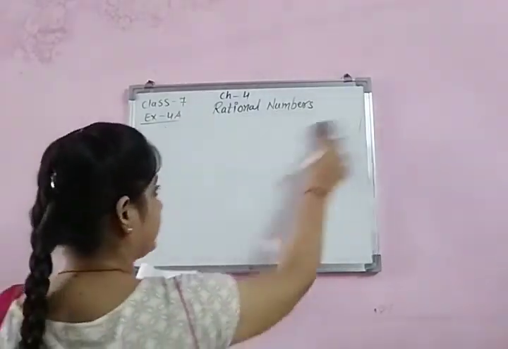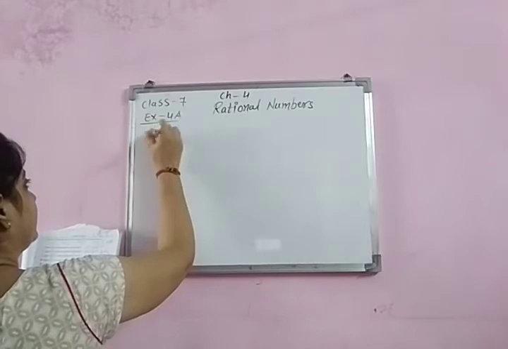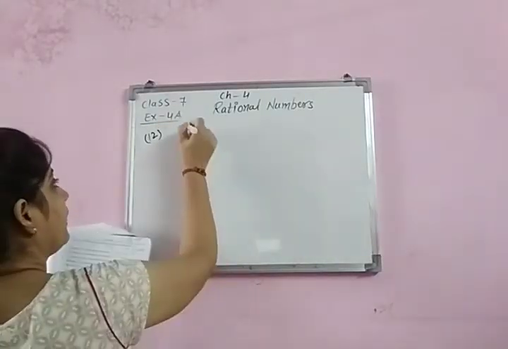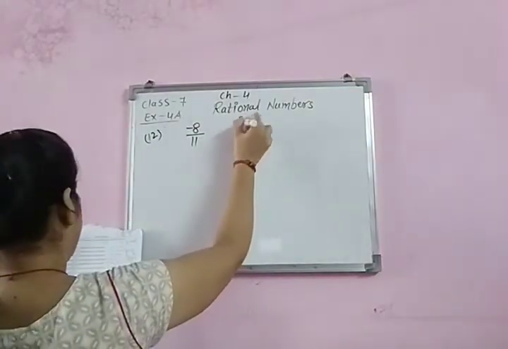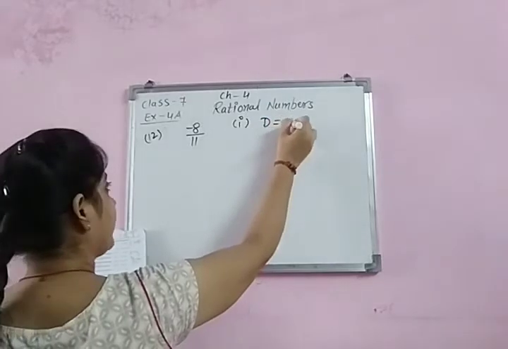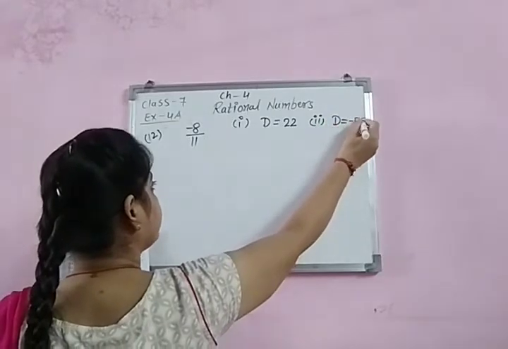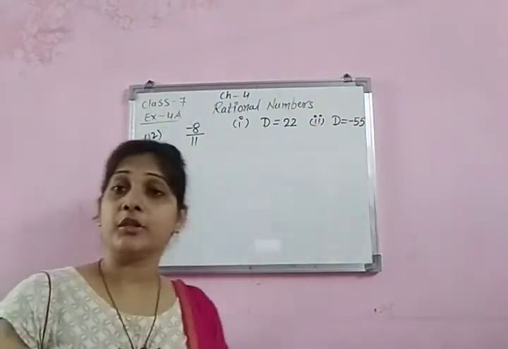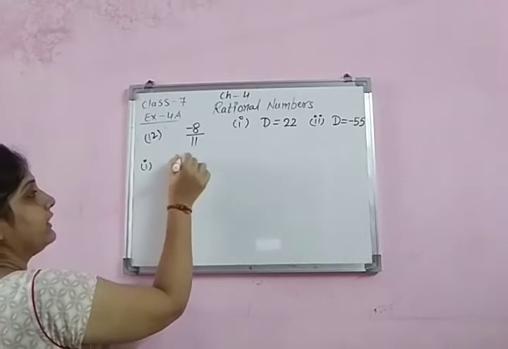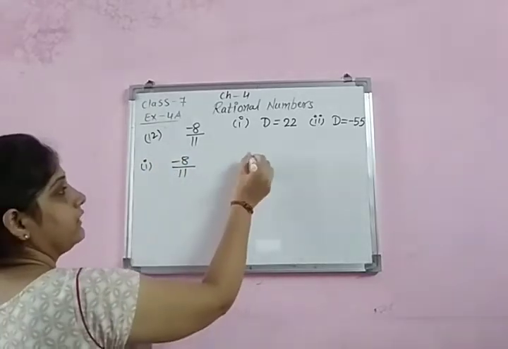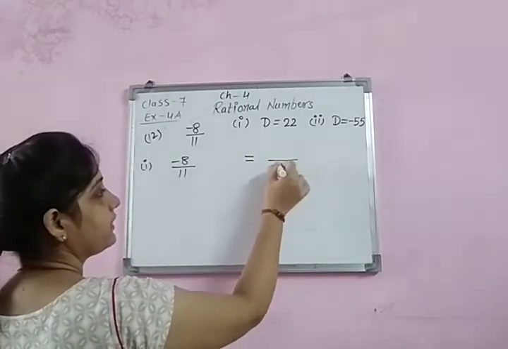So I am explaining question number 12. 10, 11, you have to do yourself. All are similar. Negative 8 by 11 is a rational number and you have to find it so that the denominator will become 22. And in the second case, the denominator will become minus 55. Okay. In the previous question, the numerator was given and here the denominator is given. So let's frame the equation. Negative 8 by 11. By which number do I have to multiply so that its denominator will become 22?